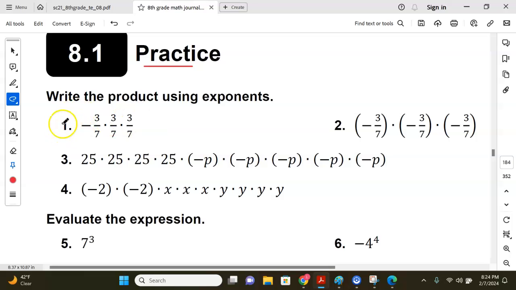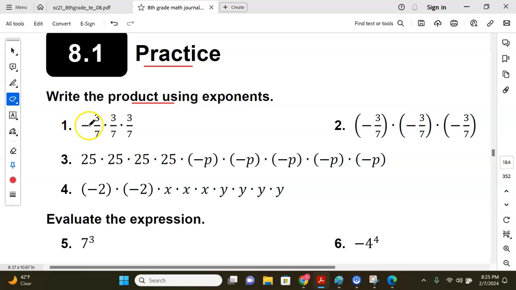Your classwork was number 1 to number 15, the odd problems, and then your homework was number 2 to number 16, all the even problems, and you have to do both even and odds. You have to submit the odd problems at the end of the class to get full credit, and by tomorrow you have to submit all the even problems including all the odd problems to get the total of 10 points. Okay, so number 1, write the product using exponents.